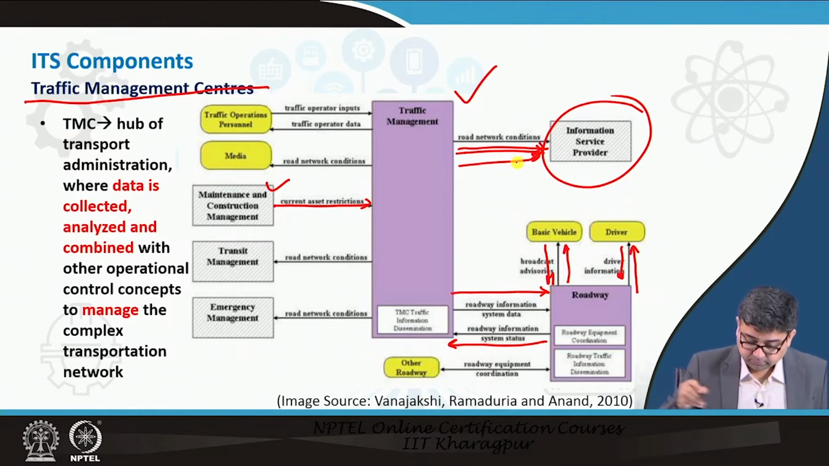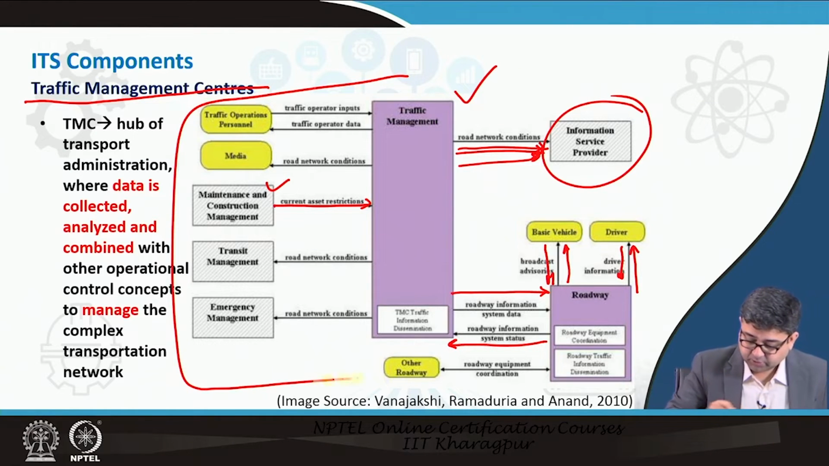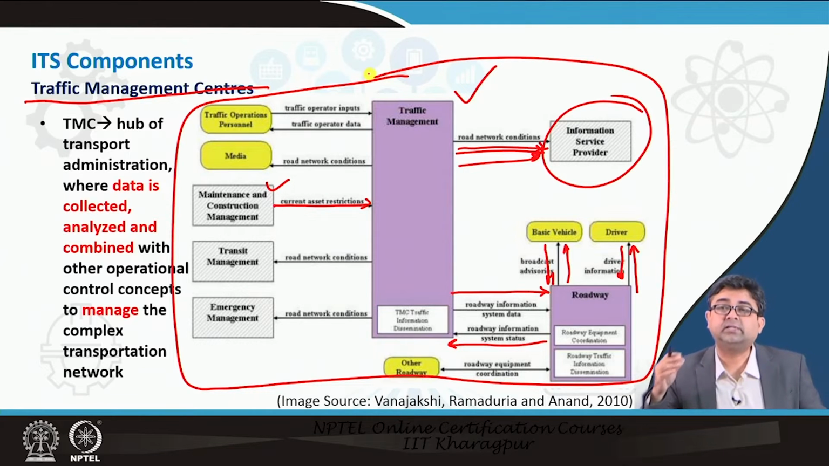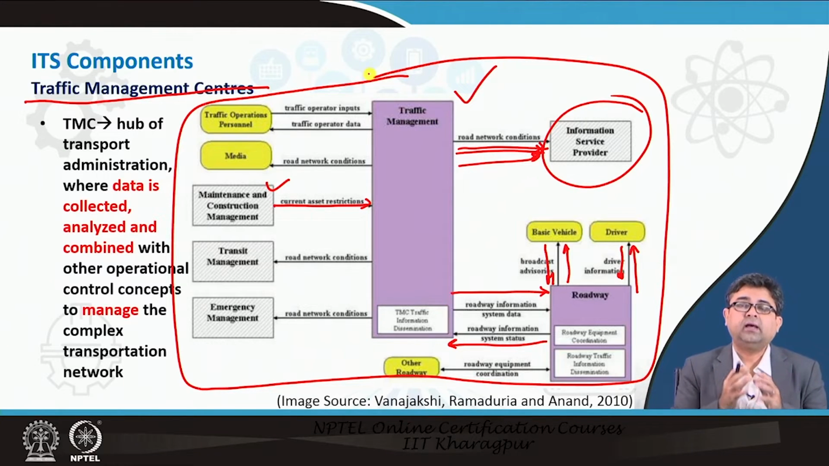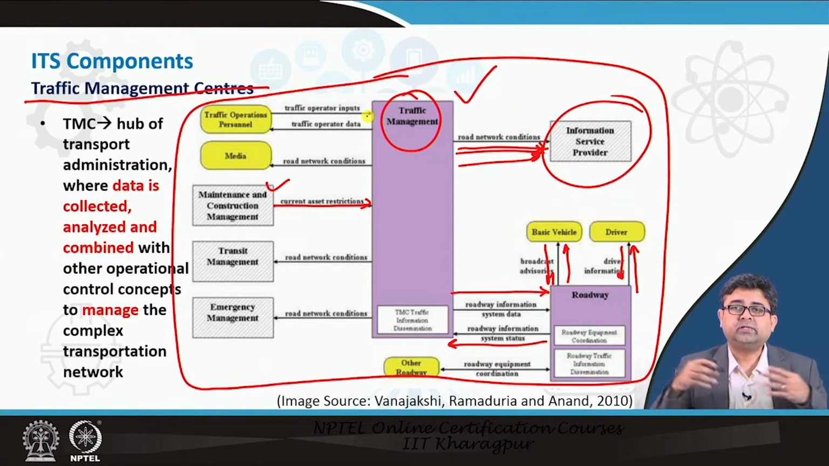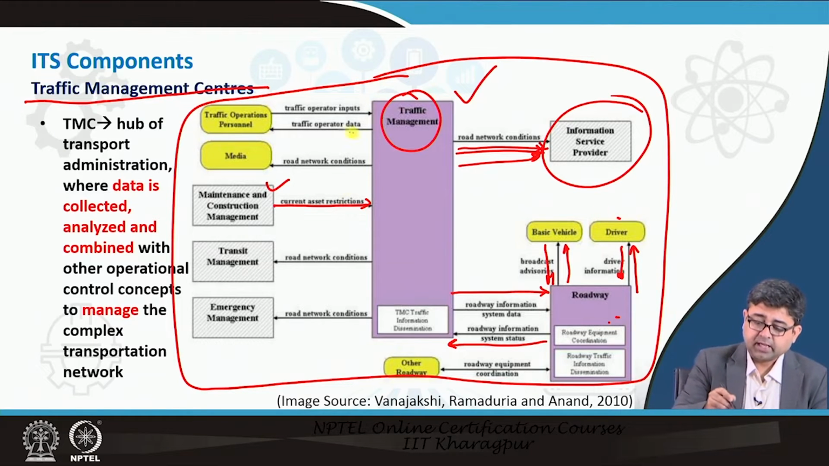So, you see, this is a very good diagram, a very simplistic diagram, that allows you to understand how an ITS system may work. This is an ITS system, meaning this is a traffic management system. How is it connected to the roadway? How is it connected to the basic drivers? How is it connected to, for example, media as well?